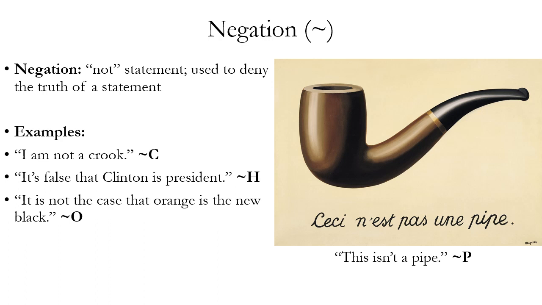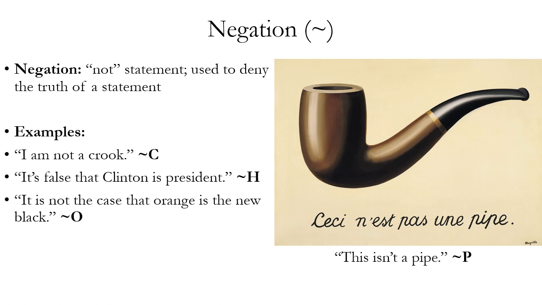In this case, H is being chosen because we've already used C on this slide to represent the statement, I am a crook. So we're using H to represent the statement, Hillary Clinton is president. Another example, it's not the case that orange is the new black. We could symbolize this by tilde O.